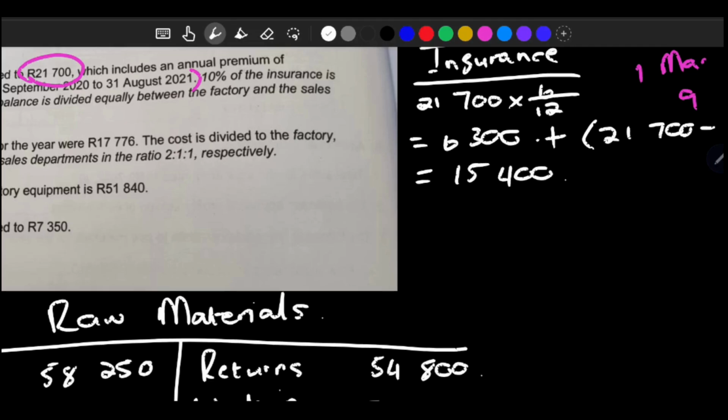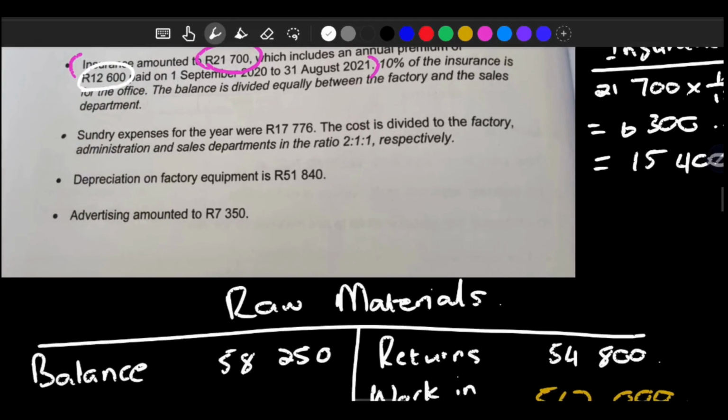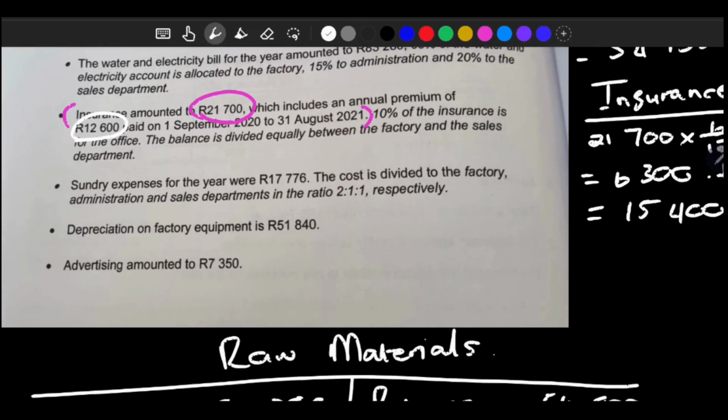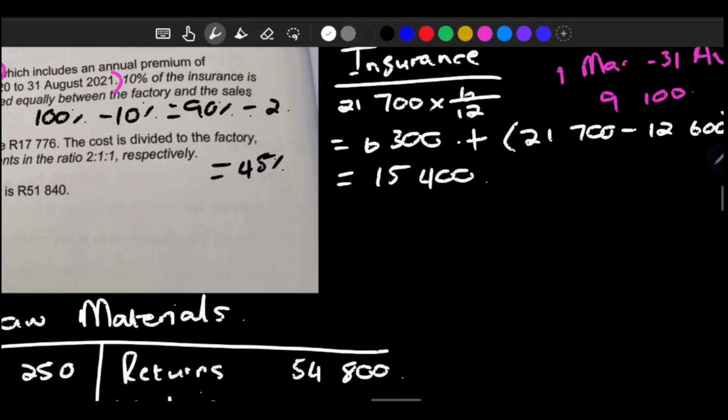Now you've dealt with the amount of insurance that we have paid that falls in this financial year, in this 12 months. We are done with that first sentence. Then we continue to the next part. 10% of the insurance is for the office, and the balance is divided equally between the factory and the sales department. So this is just simple maths. Any percentage is out of 100 minus 10%, that gives us 90%, right? And this is between factory and sales department, so between two departments we'll say divide by 2, and that will give us 45%. So we're going to say 15,400 times 45%, right?